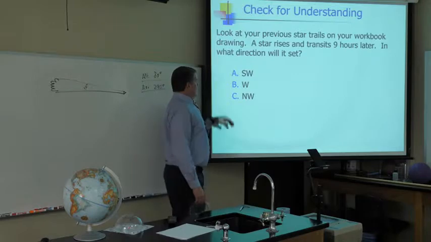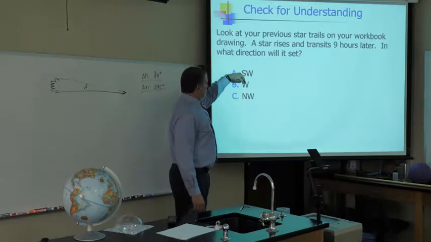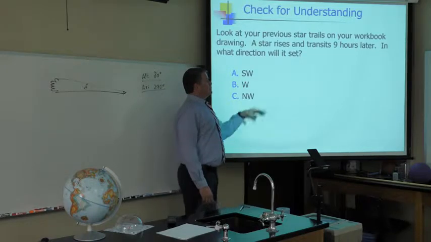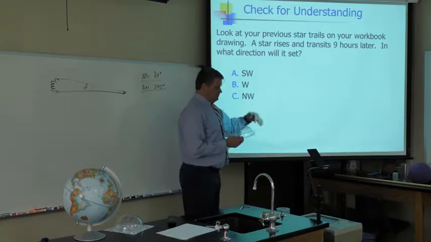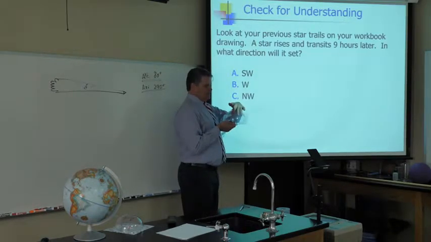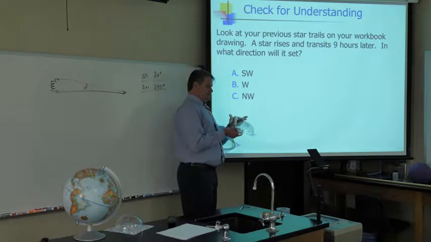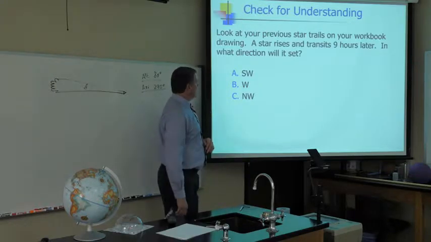If it were rising due east and setting due west, it would transit in 6 hours. Just count the yellow here if you want to. 6 hours and 6 hours. Things that rise due east take 6 hours to transit and 6 hours to set, so 12 hours total.